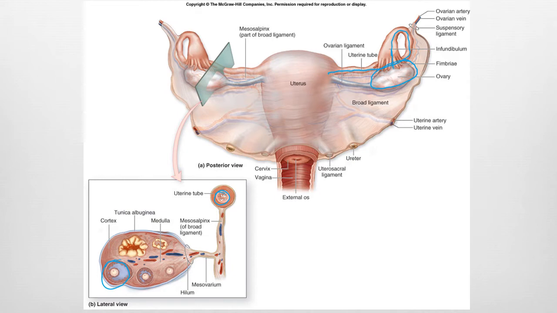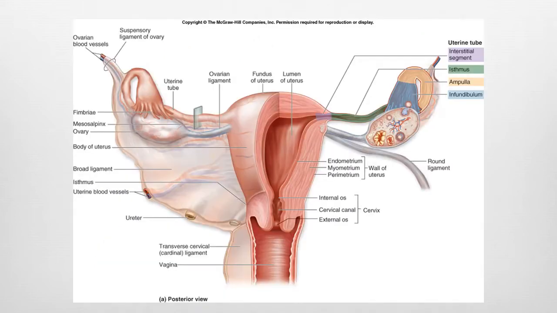Somewhere along that uterine tube, generally fertilization is going to occur, and then it's going to come and implant into the uterine wall itself. That's there. We can see other structures here as well. Take a look at the opened up structures.